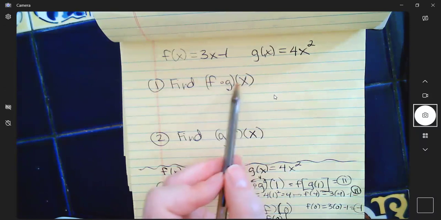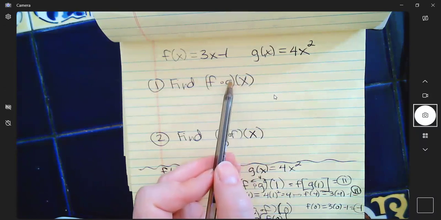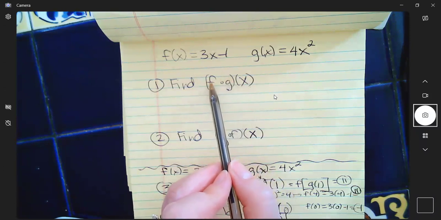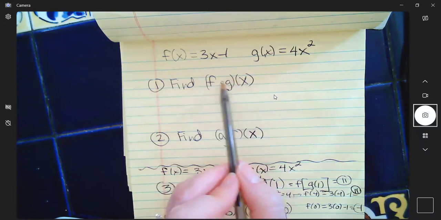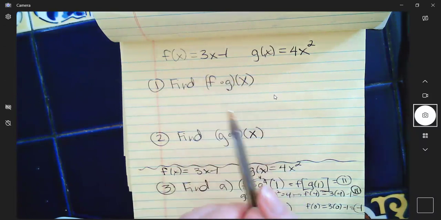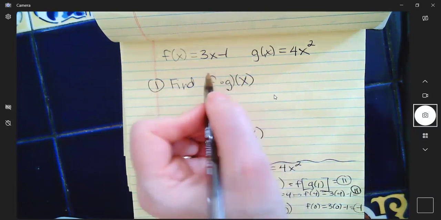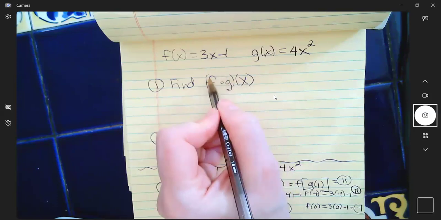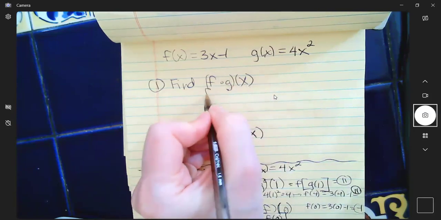So whatever the g of x output unit is, that needs to match up with what the input unit needs to be for f of x. So the output here has to match the input here for us to be able to place it properly. But this is just a general case with no applications involved. So this means g of x is going to be the input to f of x. It means the entire expression.